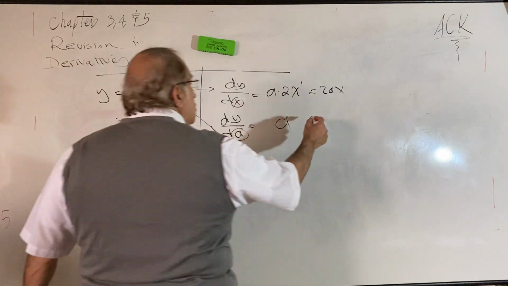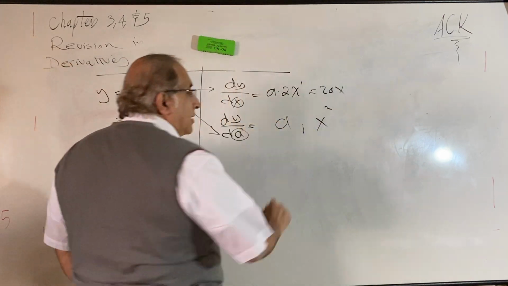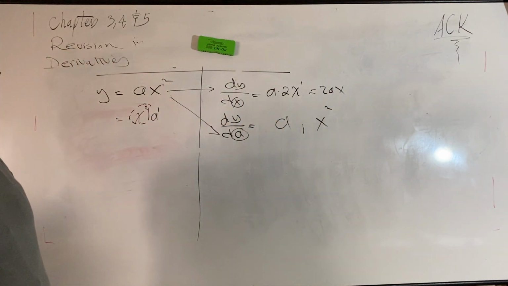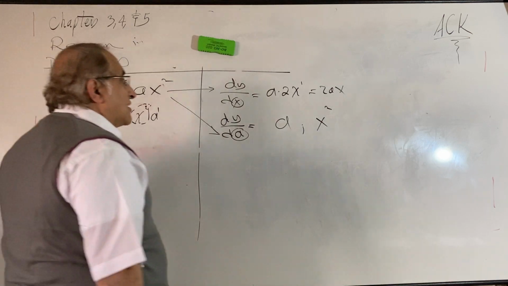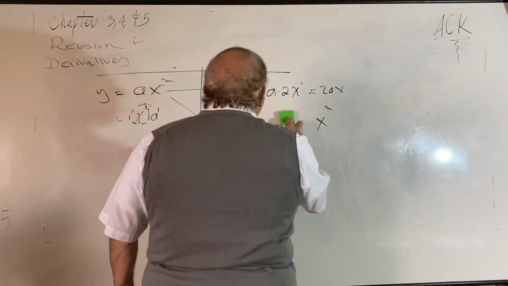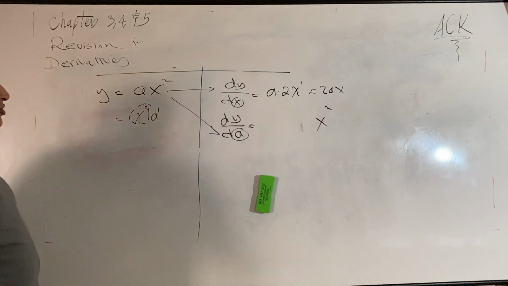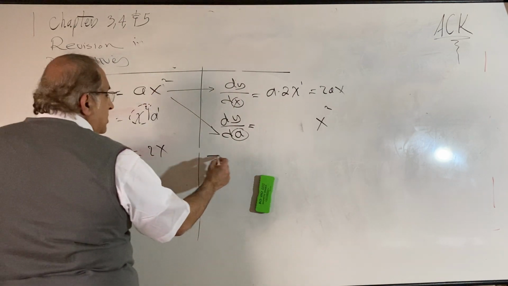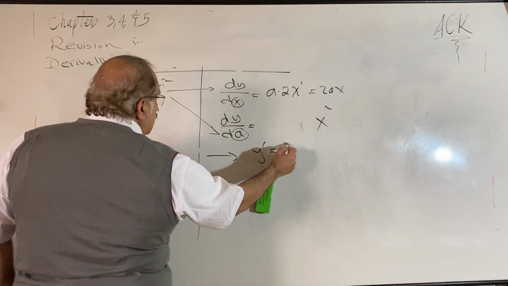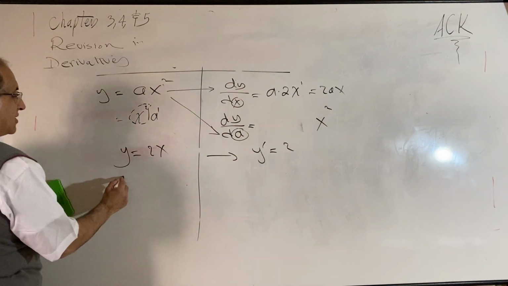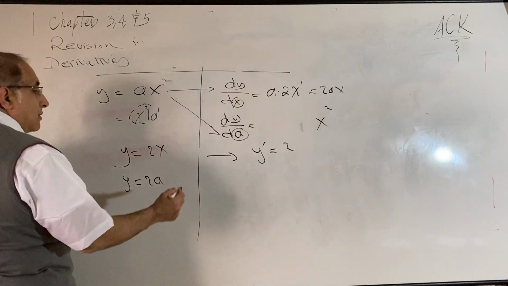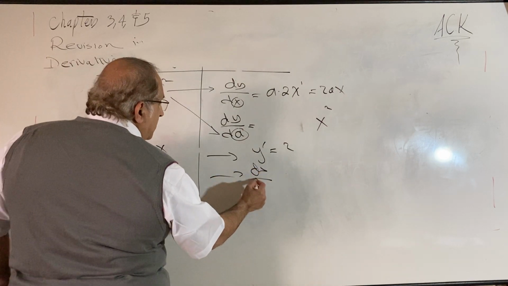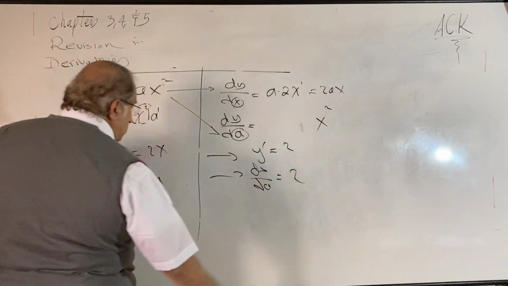Which one? Correct. The answer is x squared. Why? Because the a is the variable and x squared is a constant. So if I have a question like y equals 2a x, you will say dy/dx is 2a. If I say y equals 2a, and I'm looking for dy/da, you will say 2.